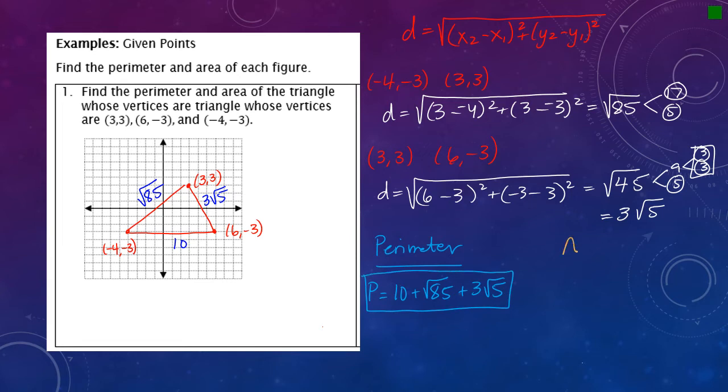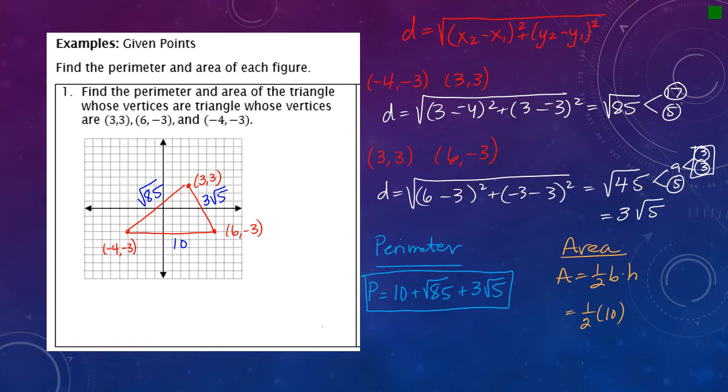And then for area, remember that our formula is 1/2 base times height. I have a base. I know that the base is 10, but I don't have a height yet. And you can do the work really quick to see that this is not a right triangle.